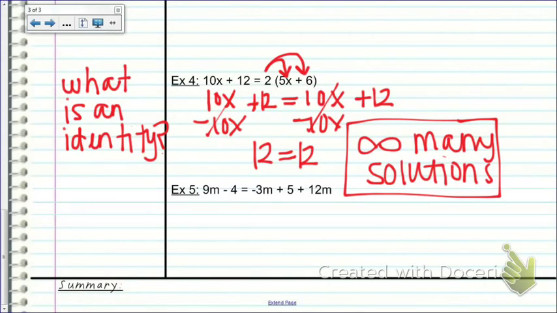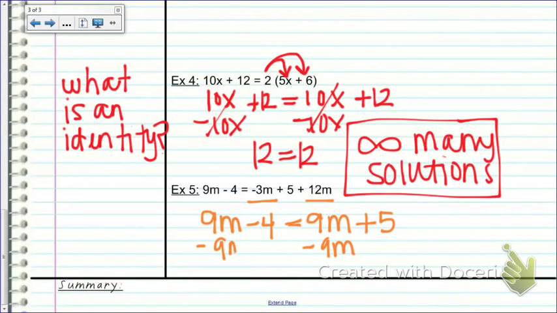I'm sure you might be able to guess what's going to happen here. What would you do in this one, first of all? Combine like terms. So I have negative 3m and 12m on the right. So what does that give me? 9m. So on the left I have 9m minus 4 equals 9m plus 5. We need to get all the variables on one side, so I'm going to subtract 9m. That should make sense, right? What happens to 9m on both sides? So I'm left with -4 equals 5. Is that a true statement? No.